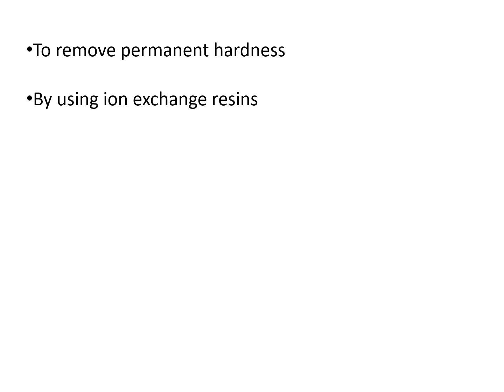We know that permanent hardness is due to the presence of chlorides and sulfates of calcium and magnesium. So in order to remove permanent hardness from water, we have to remove the chlorides and sulfates of calcium and magnesium. And it can be removed by this ion exchange process by using ion exchange resins. So mainly the ion exchange process is carried out by using ion exchange resins.